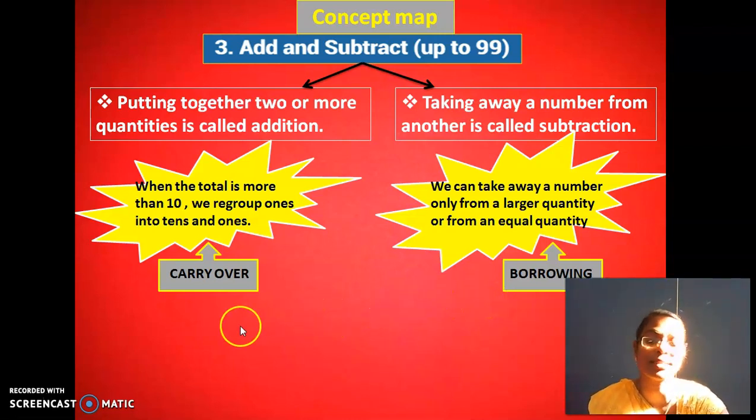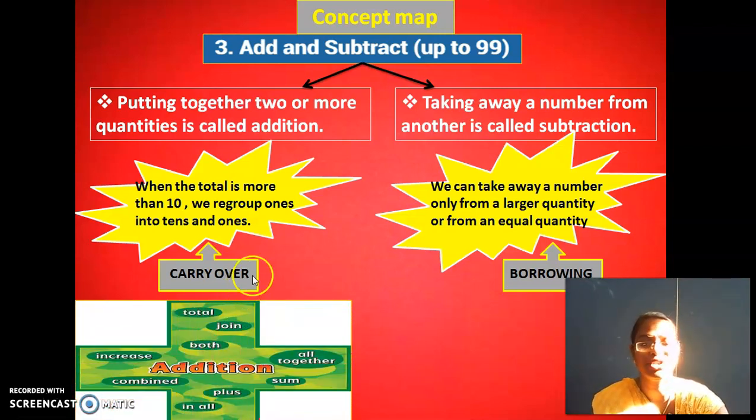Let us see what are all the terms related to addition. Yeah, total, join, both, increases, altogether, combined, sum, plus, in all, add. So, when you add two or more than two numbers and you get the total, that answer is named as the sum.